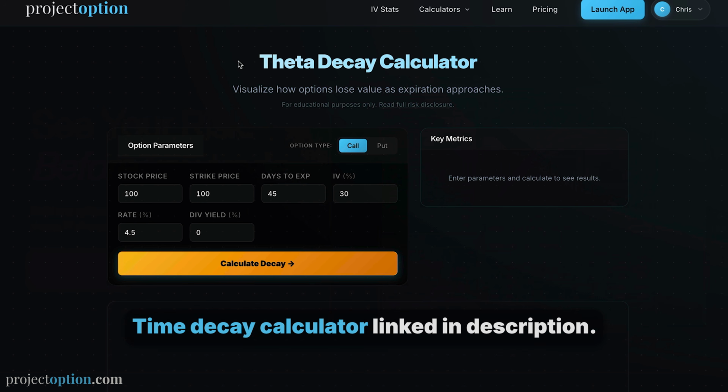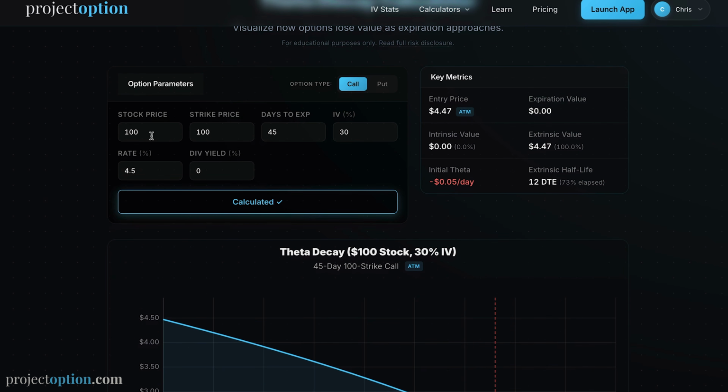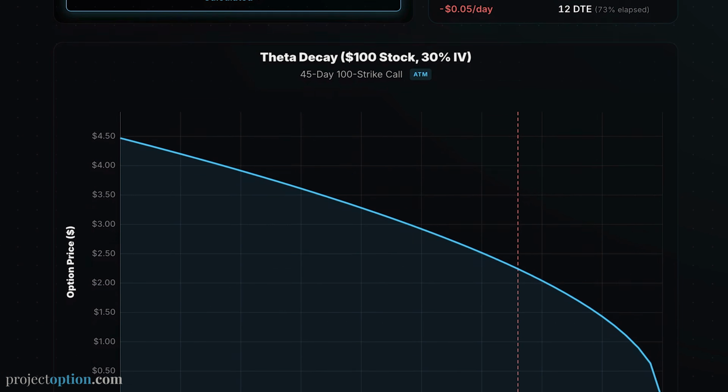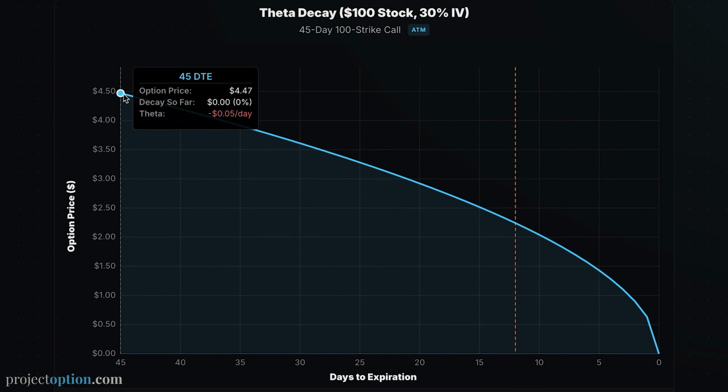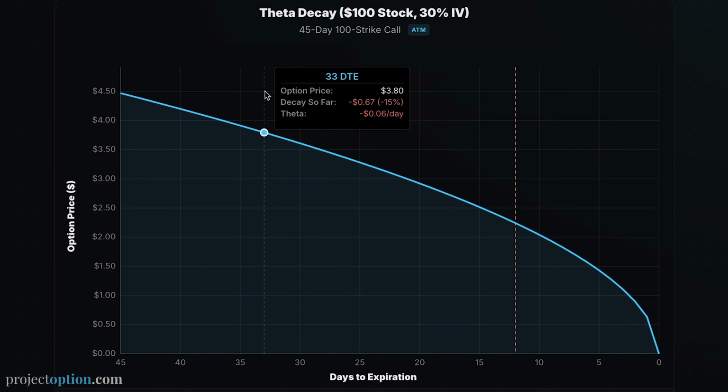On the Project Option website, I have a time decay calculator, which lets you visualize the decay rate of any option, assuming the stock price and implied volatility stays the same. So here we're assuming a $100 stock price and a $100 strike price for a 45-day call option with implied volatility at 30%. If I scroll down to this decay chart, we will see the estimated decay of this call option, assuming the stock price and implied volatility stays the same.